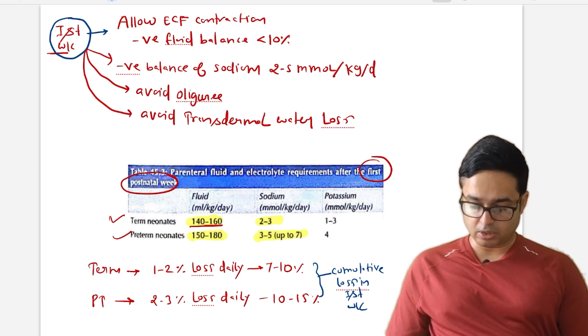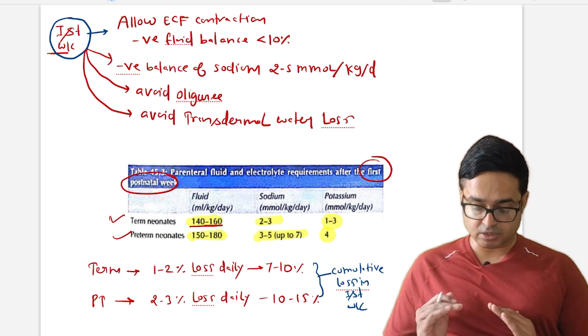Just mark it. Okay. Potassium requirement is 1 to 3 millimole per kg per day in term, and in preterm it is 4 millimole per kg per day. So you have to remember.